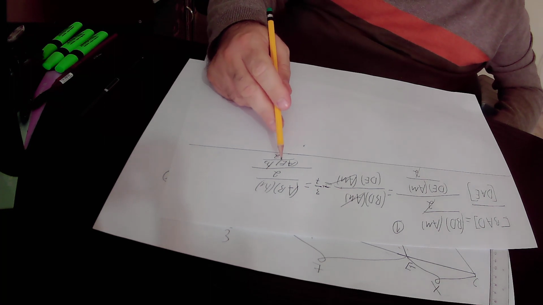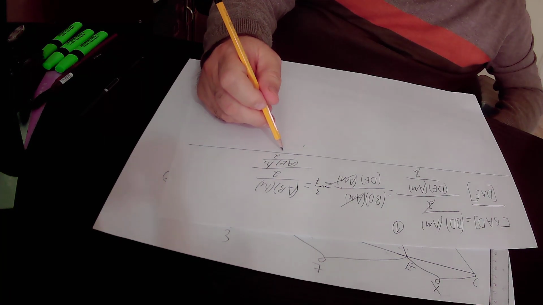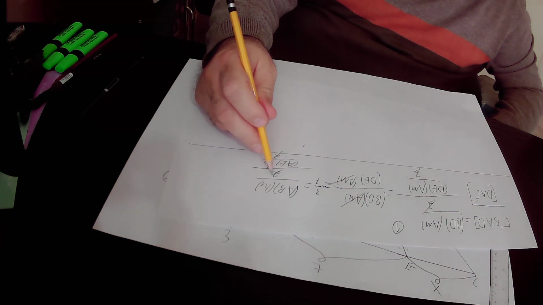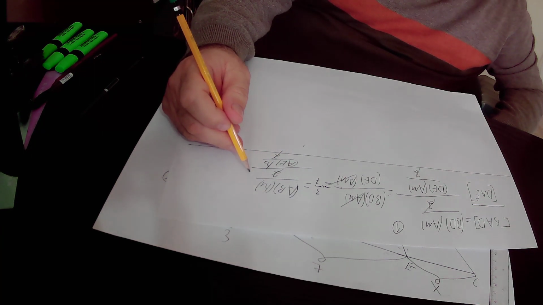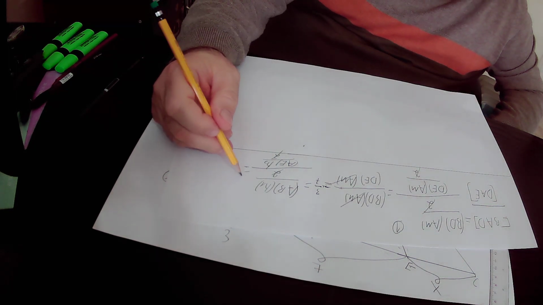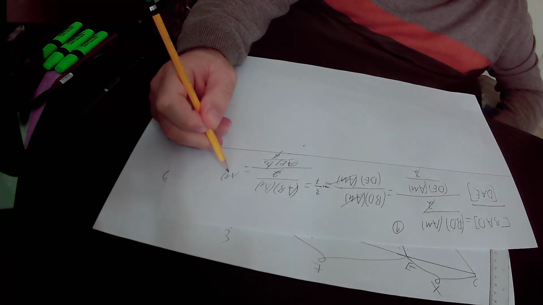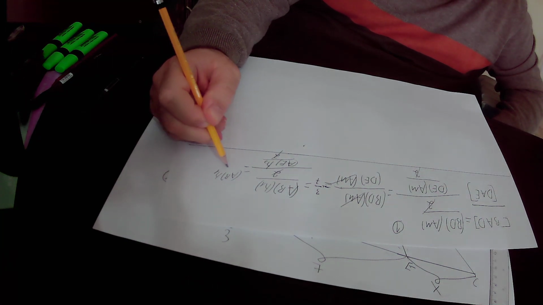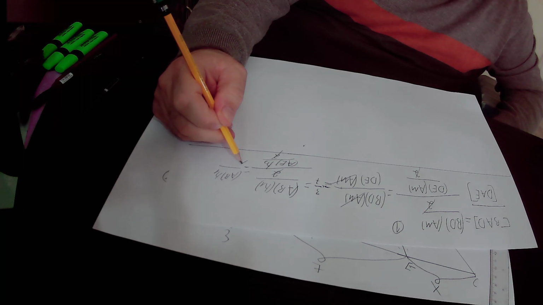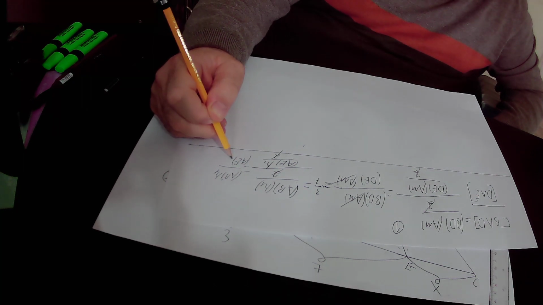Here we have 2 in the numerator and 2 in the denominator, so 2 will get cancelled. And what is left after we cancel 2 from this expression? What is left is actually AB times H1 over AE times H2.